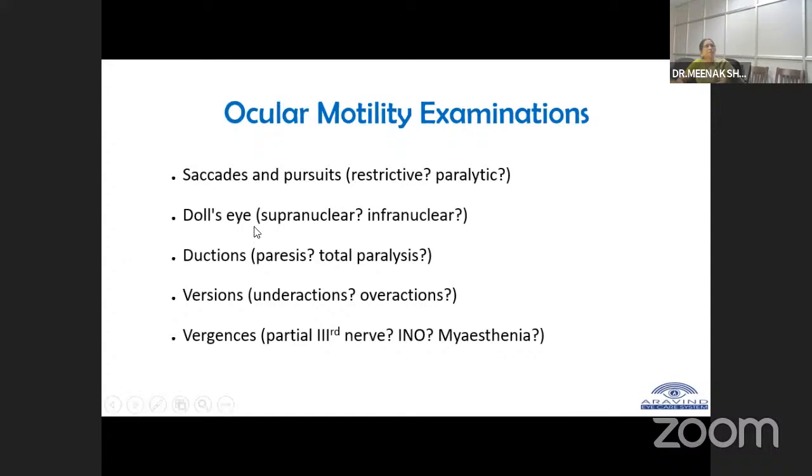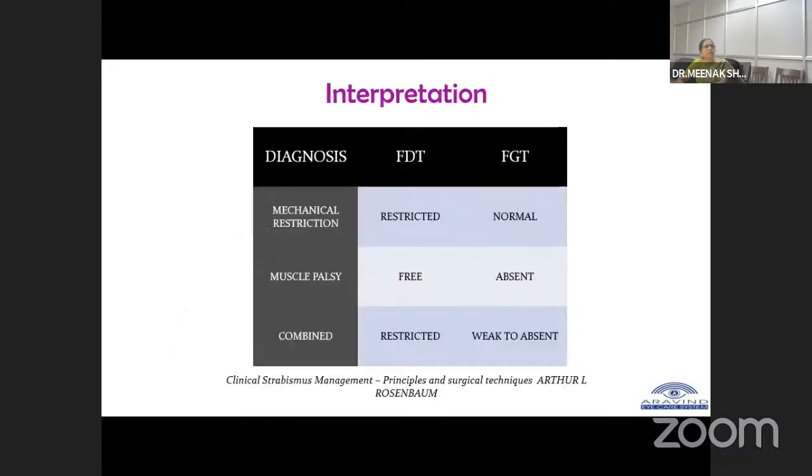Another important thing is we should check the ocular motility examination: check for saccades and pursuits, the doll's eye movement, ductions. Always check ductions as well as versions, otherwise we may miss the nerve palsy. And then vergences, especially in INO. FDT, a small point: it is restricted in a case of mechanical restriction, whereas it is free in a muscle palsy. In the same way in FGT, it is the other way around. In mechanical restriction, forced generation is normal, whereas in muscle palsy it is absent.